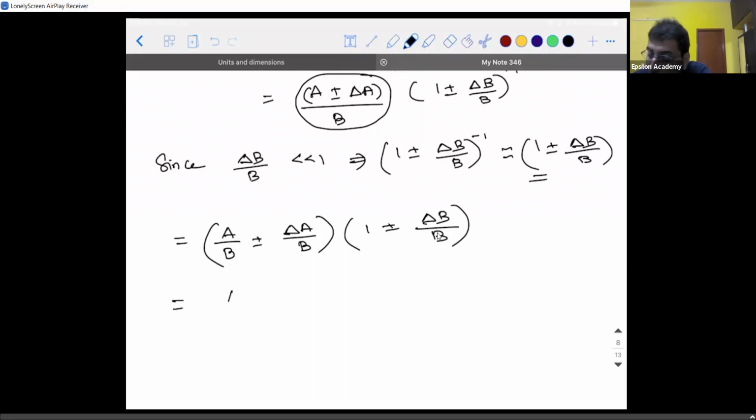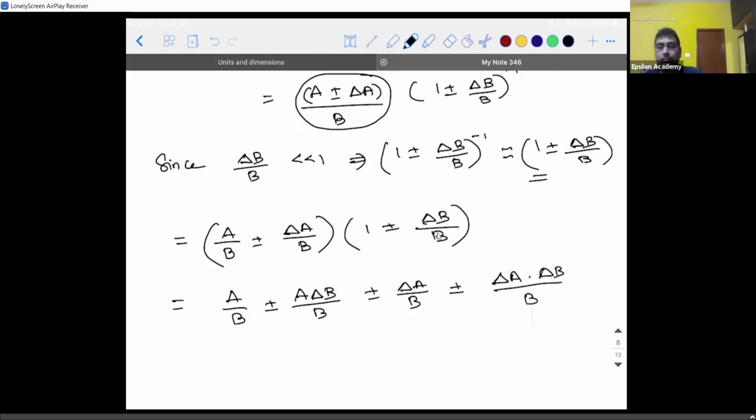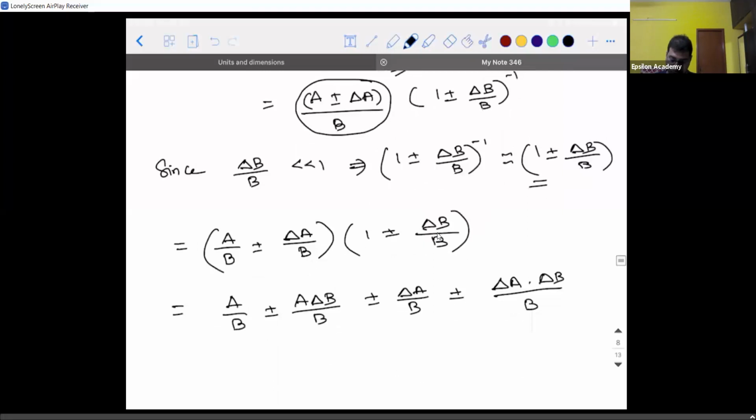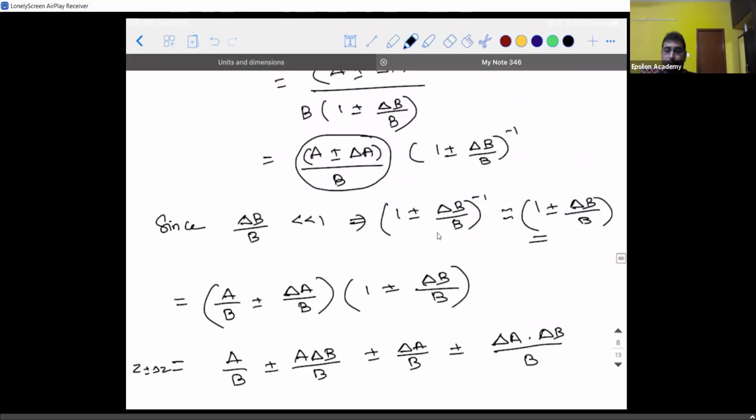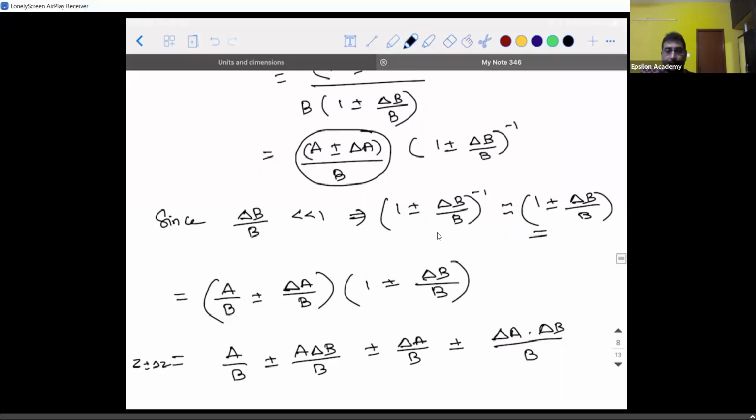Correct? Now multiply both: a by b plus or minus a delta b by b plus or minus delta a by b plus or minus delta a into delta b divided by b. Guys, I hope you are able to understand. So what is there on the left hand side? Z plus or minus delta z. So I suggest you all to write it down till this step so that you will get better clarity when you proceed. Please write it down.